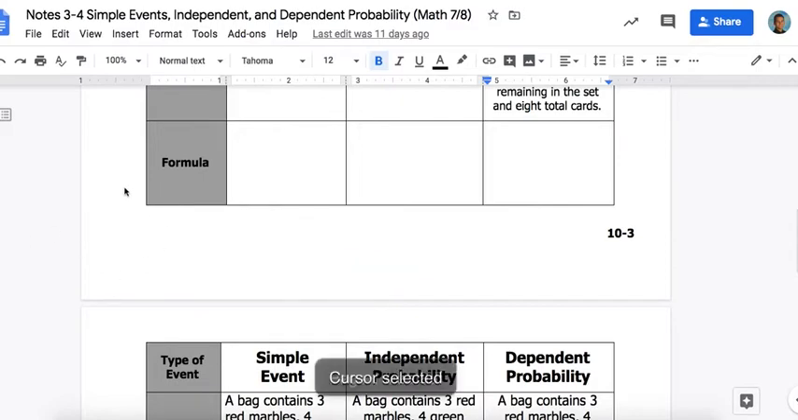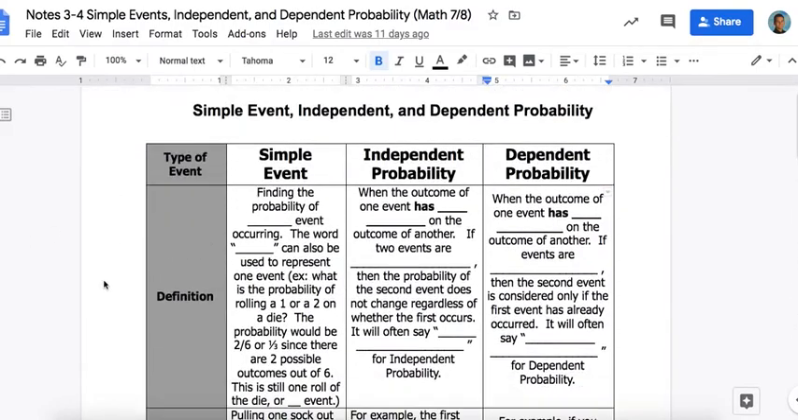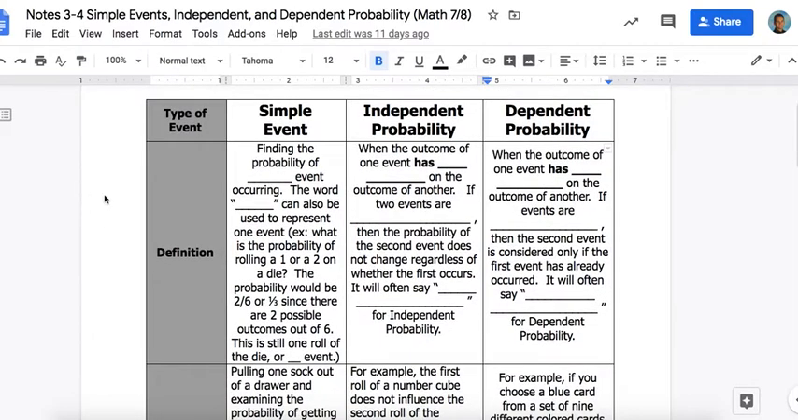So let's look at a simple event. A simple event is finding the probability of one event occurring. The word or can also be used to represent one event. So an example: what is the probability of rolling a 1 or a 2 on a die? The probability would be 2 out of 6, or 1/3, since there are 2 possible outcomes out of 6. This is still one roll of the die, or one event.